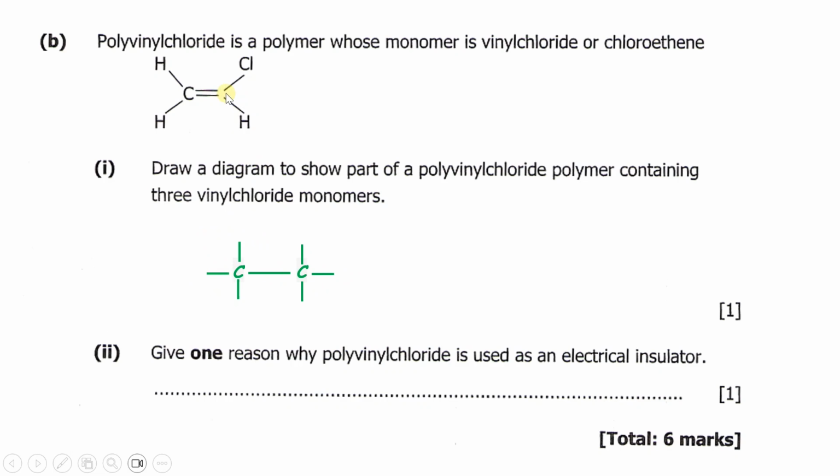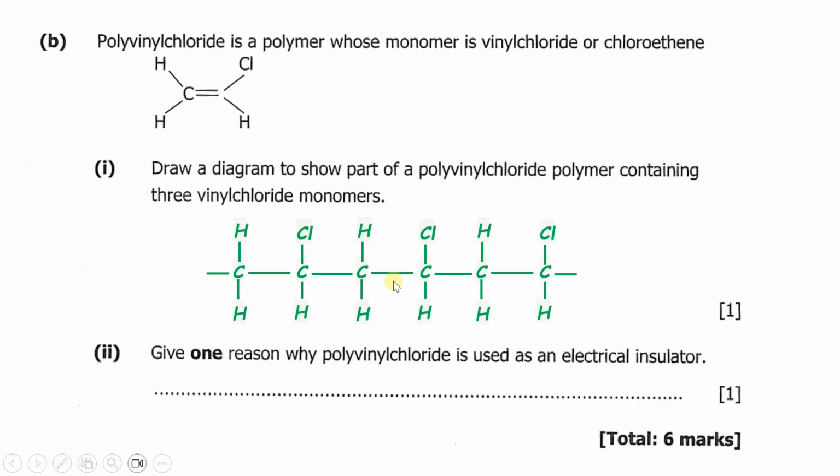So this carbon, they forgot, I have included it. Then you put this one here: hydrogen, hydrogen, hydrogen, chlorine there. Then in a polymer there should be 3 of them, so there'll be another one here of the same, another one here. So there are 1, 2, 3. That's what they mean when they say draw a diagram to show part of a polyvinyl chloride polymer containing 3 monomers. This is how they should have done it, and it should have given you 2 marks for doing that, other than giving you 1 mark anyway.